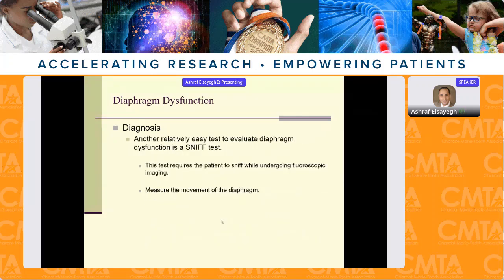Another test that we can do, this is not as common, but it is a test that looks at the diaphragm to see how well it's moving. It's called the Sniff Test. What happens basically is we ask the patient to stand inside a fluoroscopy machine, which is like an X-ray machine, and just take a deep breath in and out, just sniff through your nose, and we watch the diaphragm move up and down.